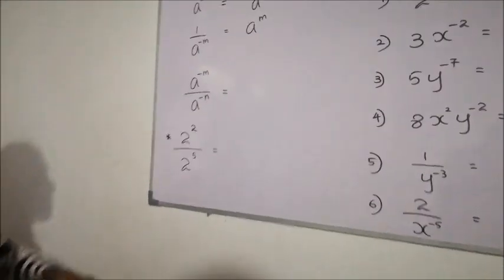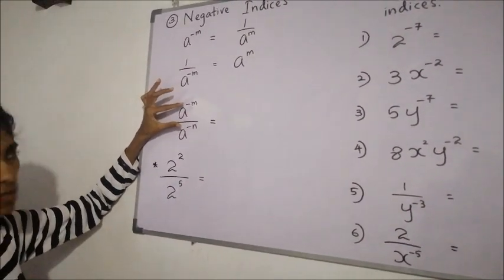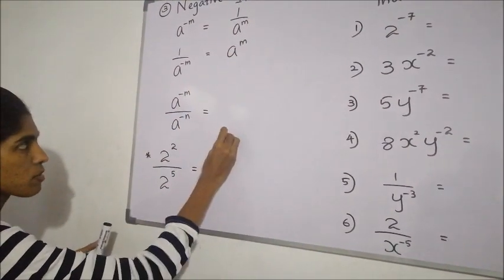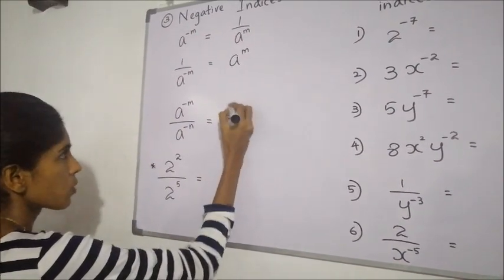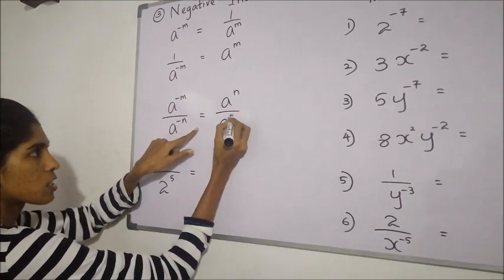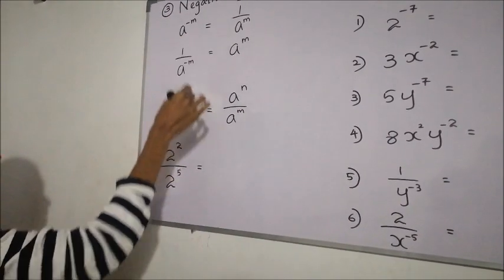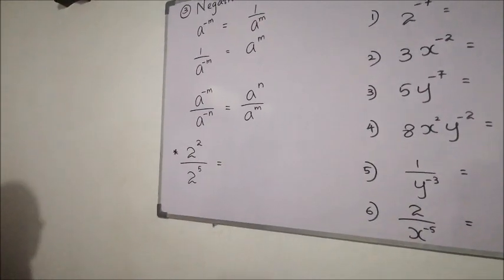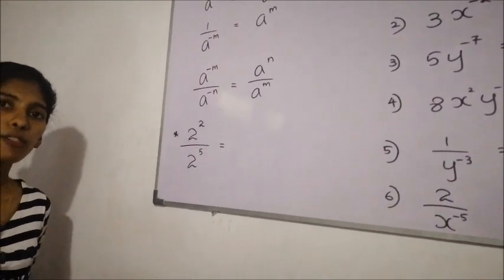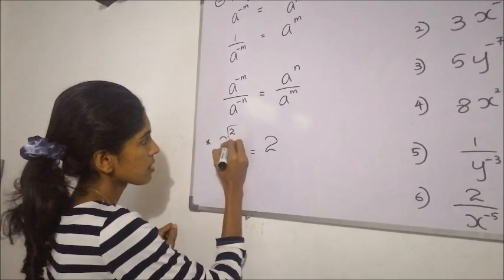Next one, we can see both the powers have negative indices. So to make them positive, we will take this up and we will bring this down. So this becomes positive when it goes up, and this becomes again positive when it comes down, right? You need to apply all these things for the calculations, right? See this example. In division, I told you we need to subtract the indices, right? So here we will subtract. What is this number? 2.